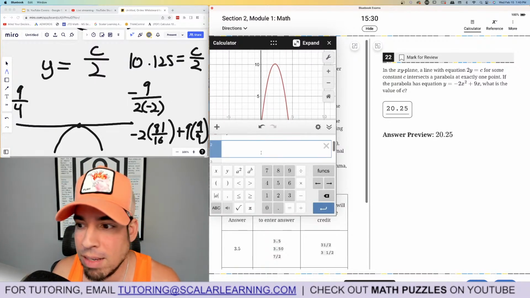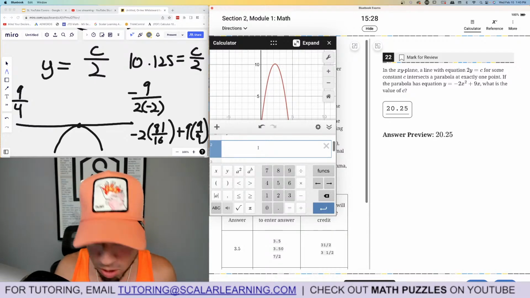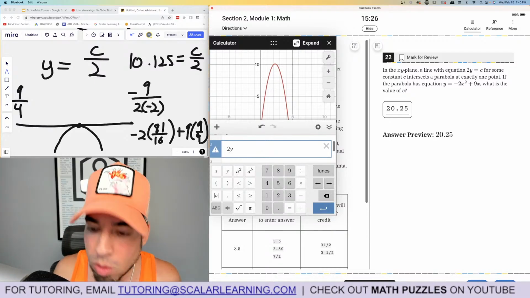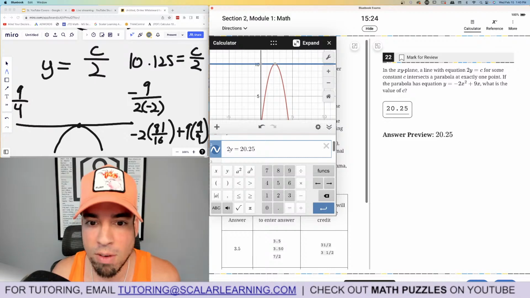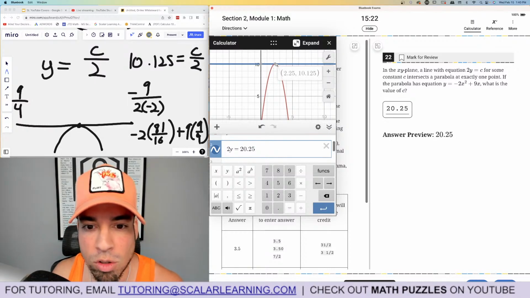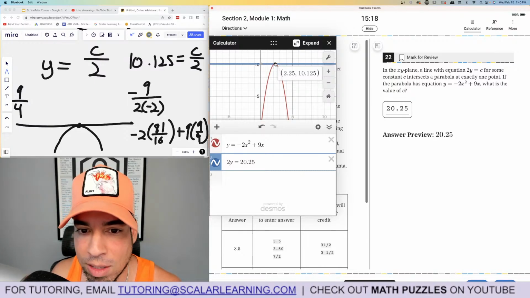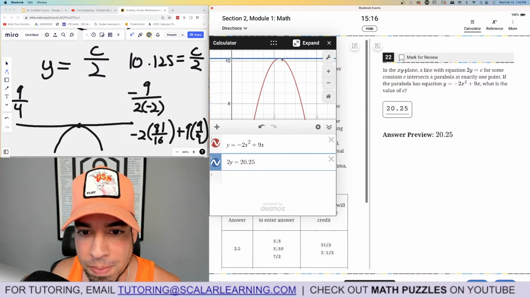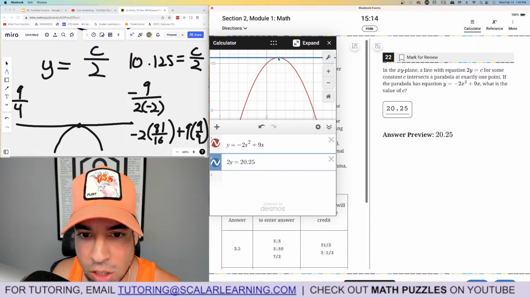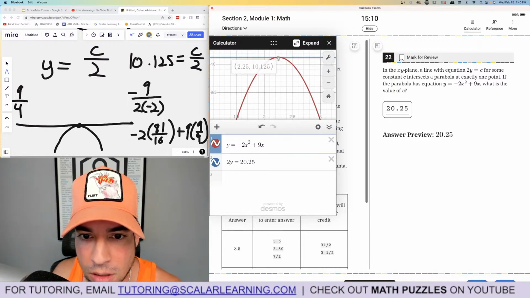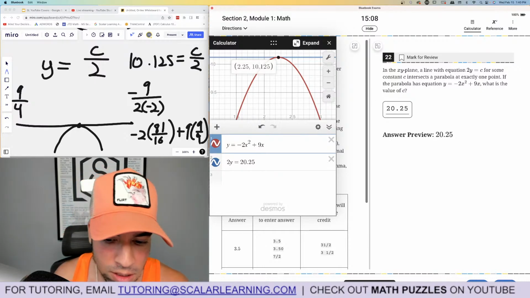And then I got a c value of 2. I'm going to do it just how they put it. 2y equals 20.25. Oh, look how cool that is. So you can verify that the graph does intersect it at exactly 1 point. See if you zoom in. Just touches it right there. That's great. Oh, now you can't see it. What the heck? There we go. Look at that. It's amazing.